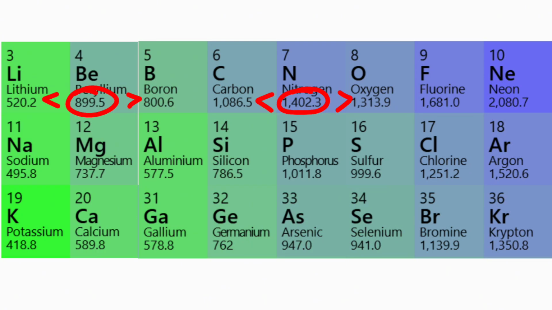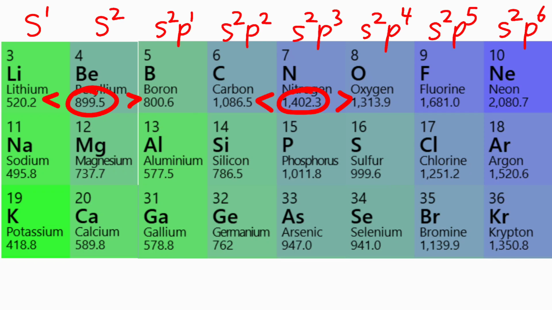But we do see two major exceptions. Beryllium right here has a higher ionization energy than boron, and nitrogen has a higher ionization energy than oxygen. So now we have to analyze those. And to make that easier, I put the electron configurations on top of each column.